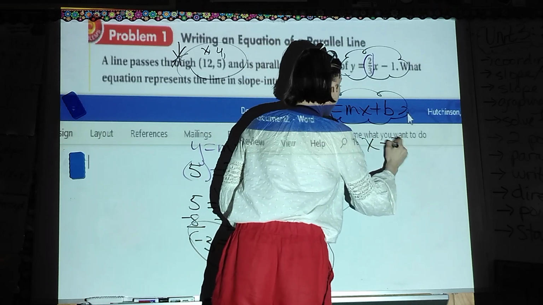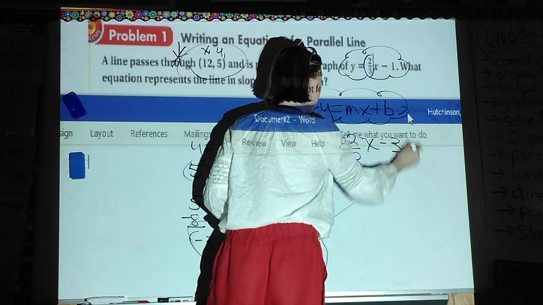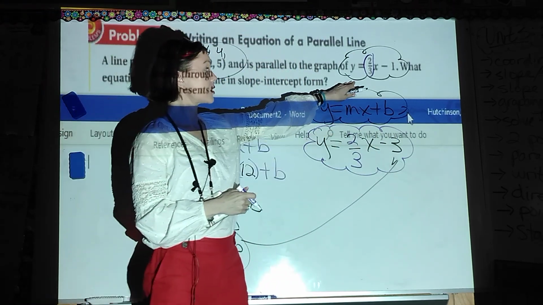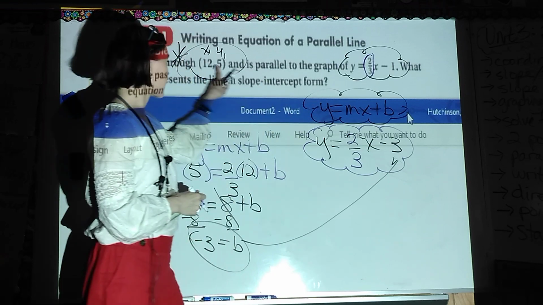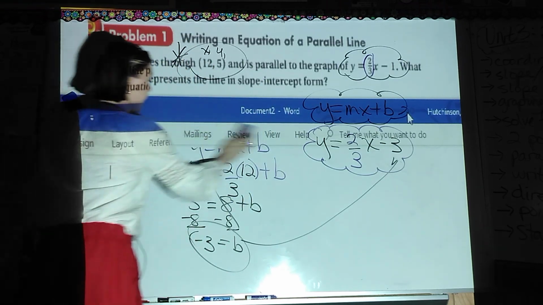And we put -3. And there you are. I'm going to bubble it. Here is the equation of the line that is parallel to this line that passes through this point. Okay? So I'm going to let you try an example.